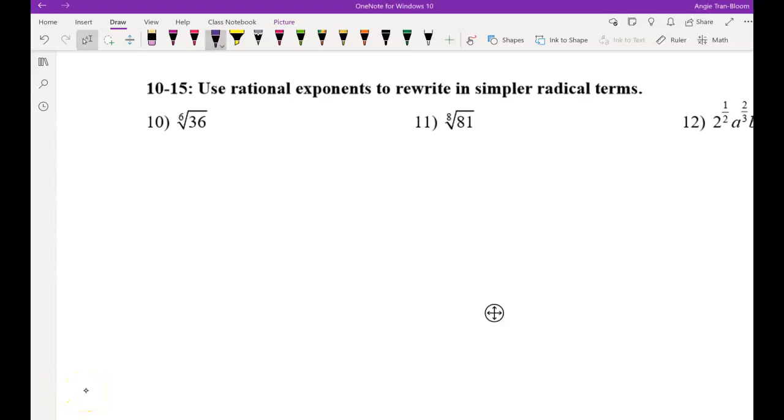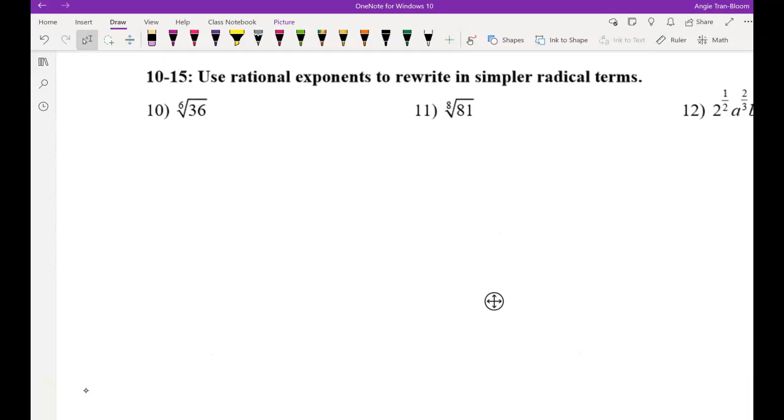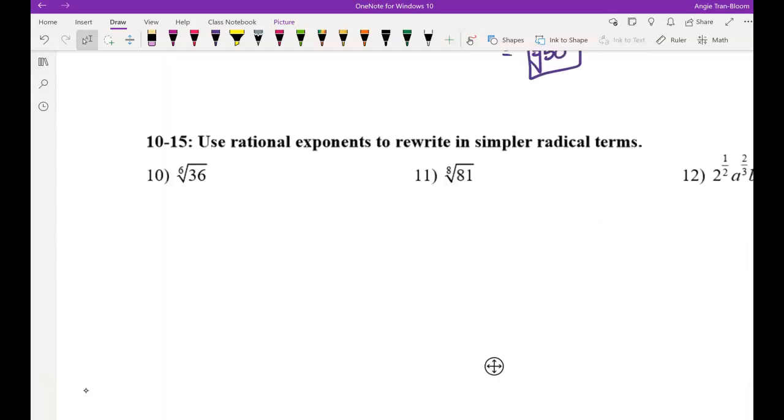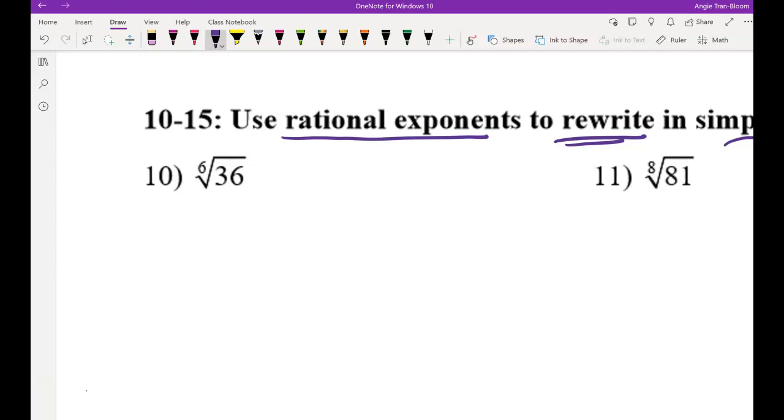Okay, guys, so this one says example 10 to 15: 10, 11, 12, 13, 14, 15. Okay, 15 says use rational exponents to rewrite in simpler radical terms. So that means our final answers still have to be in radicals, okay? But it says use rational exponents to go there. As you can see here, guys, your index is 6 and your radicand is 36.